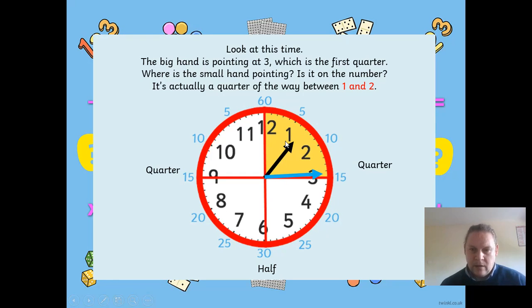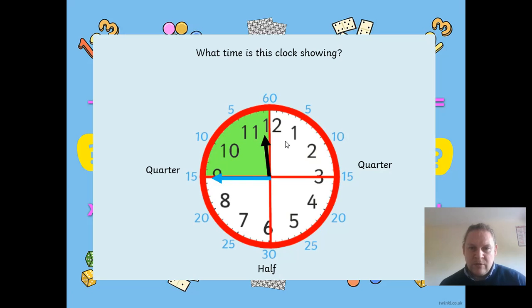Okay, all right. What time is it showing now? Is it quarter past or is it quarter to? Have a think. Now, if our monster's here, are we past the monster or are we going to the monster? Remember, we're traveling in this direction all the time. We're on our way to the monster, aren't we?